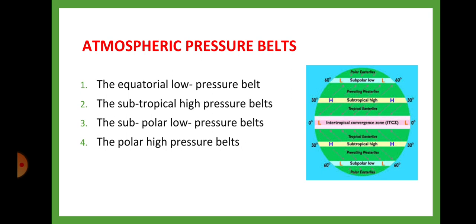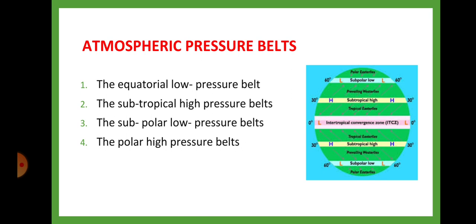Atmospheric pressure belts. There are 4: the equatorial low pressure belt, the subtropical high pressure belts, the subpolar low pressure belts, and the polar high pressure belts. Winds are constantly moving all over the world. At the equator, the high temperature heats up the atmosphere and the hot air rises, creating low pressure at the earth's surface around the equator.